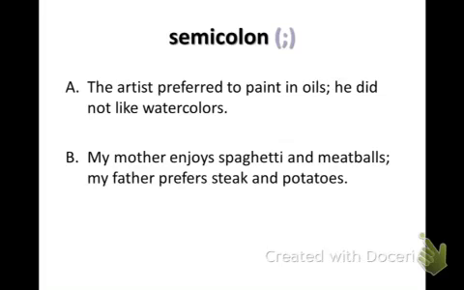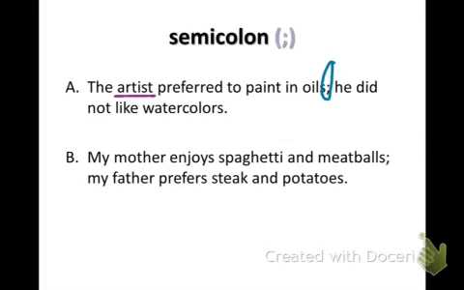Alright, here we go. Sentence A. The artist preferred to paint in oils; he did not like the watercolors. Again, we immediately see our use of a semicolon here, so that should indicate for us right now that we're looking at a compound sentence. Again, just like with the comma and a coordinating conjunction, we're looking for a subject and verb on one side and a subject and verb on the other.